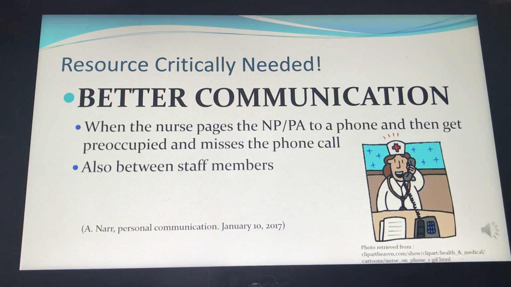So this is very difficult because the nurse is trying to advocate for the patient as well as the provider is also trying to advocate for the patient. But if that communication is not cohesive, the patient's care will not be advocated for. And it will be very hard for the nurse to be a leader if she is not able to effectively communicate with the nurse practitioner or the physician's assistant.